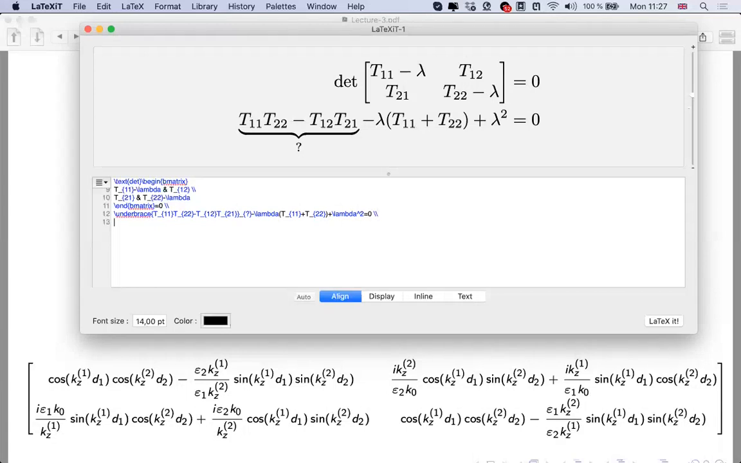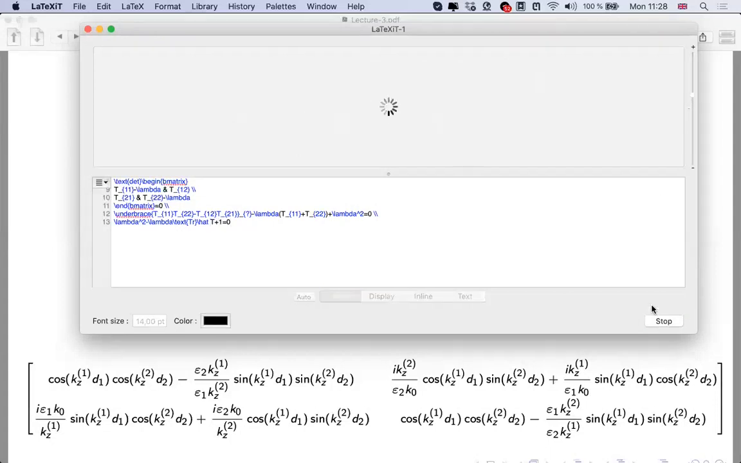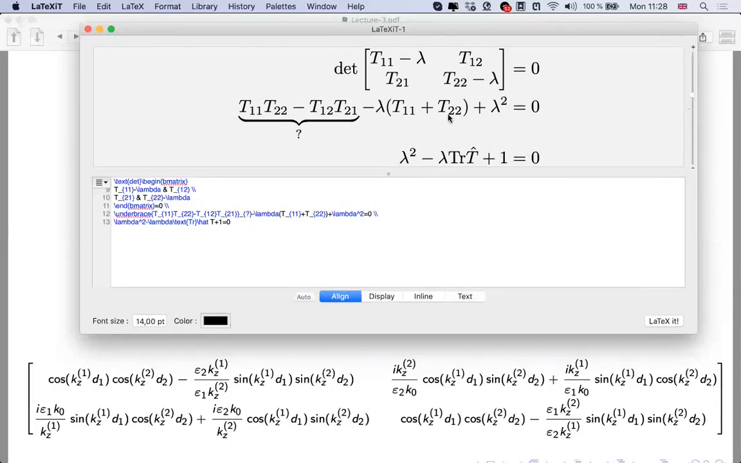Okay, I can rewrite this equation like lambda square minus lambda times the trace of T matrix, and plus one equal to zero. This is my equation for lambda, and the only thing I need to do is just to find lambda from here. I have two roots, lambda one and lambda two. What can you say about the multiplication of these lambdas? What is the multiplication? One.